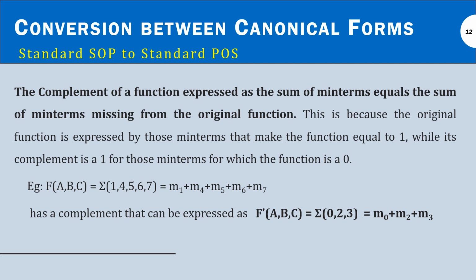Okay. Minterms means we are taking the minterms corresponding to the high output. If you are taking its complement, we need to take the minterms of the function which produces low output. So f complement is the missing minterms missing from the f.